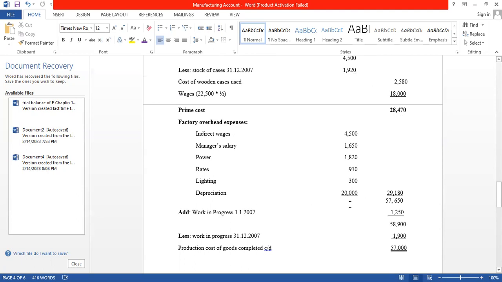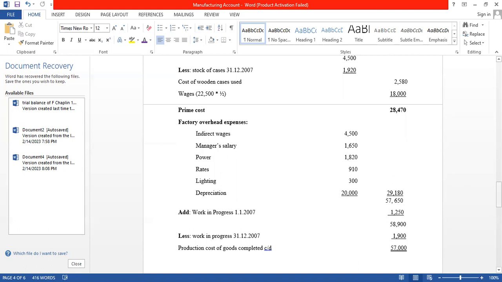Now, when you would have completed this figure, you are going to total it. So you're going to add the factory overhead to the prime cost, right? Prime cost plus factory overhead equals work in progress. Let's see. Prime cost plus factory overhead expenses. This is that plus these. Adding $28,470 to $29,180 will give us $57,650.